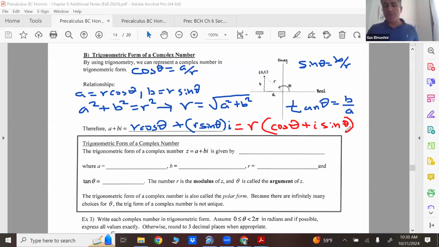You figure out what r is, figure out what theta is, which is tangent, and you can express it that way. We'll do an example in just a moment, example 3, and you'll see how that works. But that's how you do it. So z is what we use to encapsulate a complex number. So z equals r parentheses cos theta plus i sine theta.